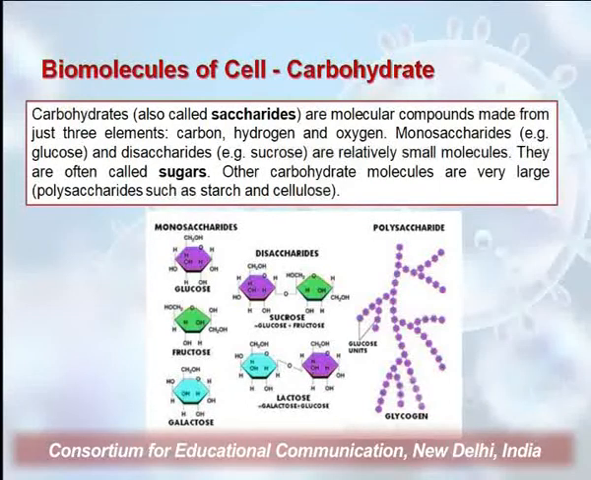While in the case of the disaccharide, there are two sugars which are attached to one another. In the case over here, sucrose and lactose are shown. Then comes the polysaccharide, in which a number of sugar molecules like glucose are attached to one another in a normal chain and then in a branching, which is shown over here as the glycogen molecule.